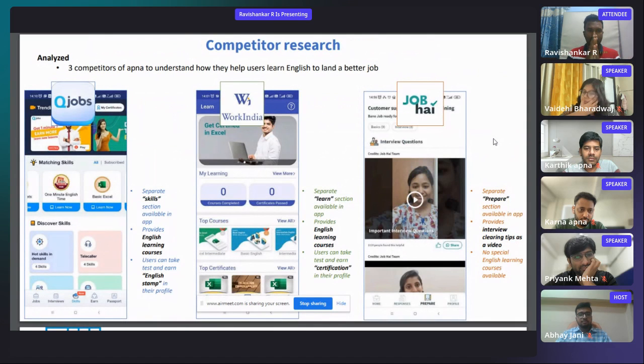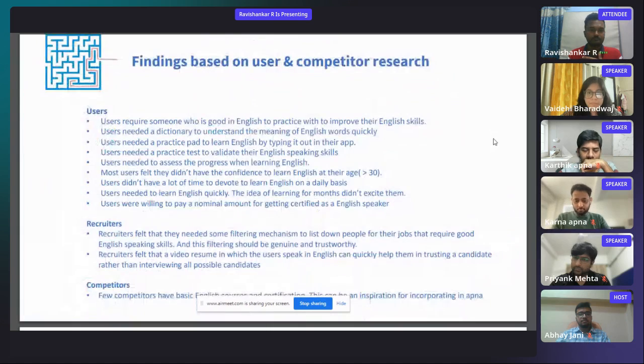For competitor research, I analyzed 3 companies: QJobs, Work India, and JobPay. QJobs and Work India were giving some sort of certification to users once they clear the English test. JobPay doesn't have any English certification, but they were giving interview preparation tips in their portal.